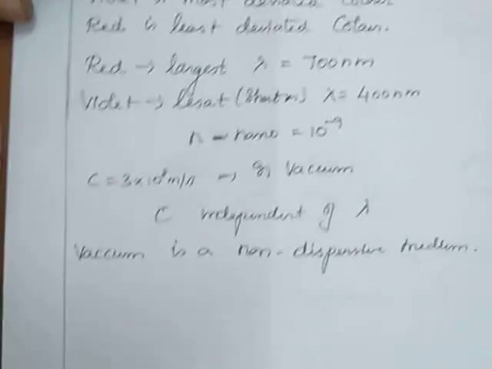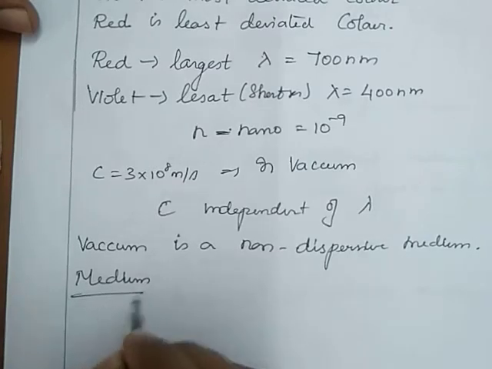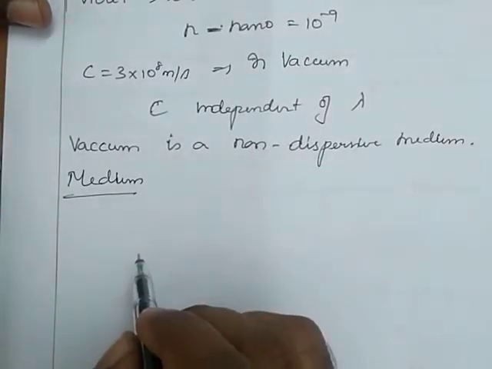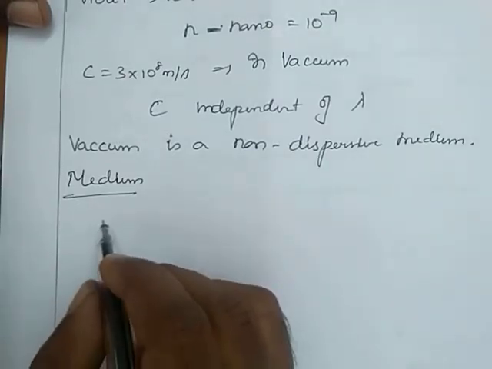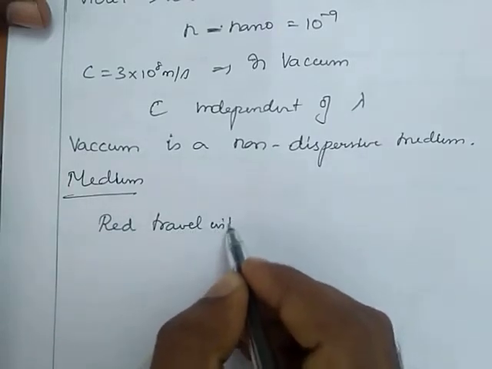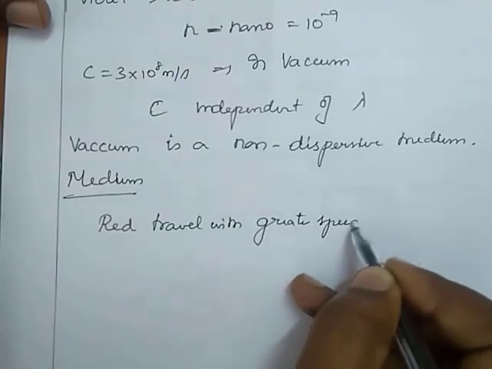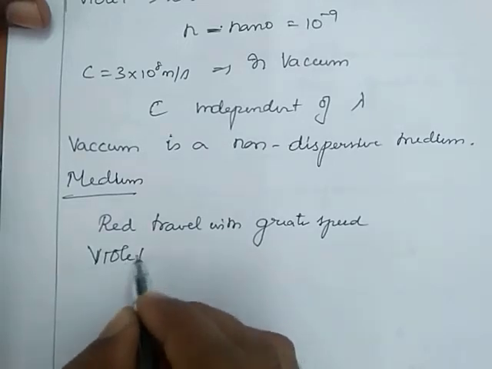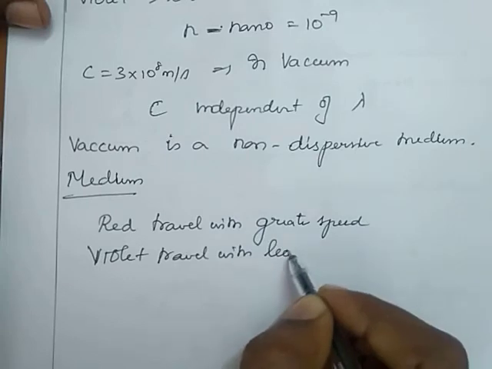But in a medium, red travels with a higher speed compared with violet. In a medium, red travels with a greater speed, but violet travels with the least speed.